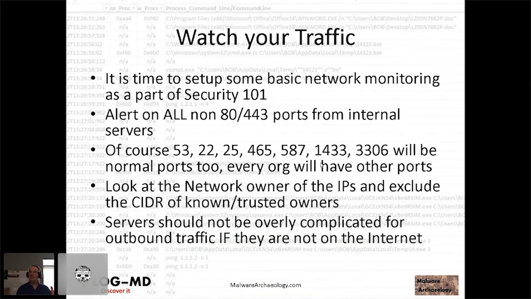So 53 DNS, 22 SSH, 25, 465, 587 mail, 1433, 3306 for database servers, of course, whatever's normal on that server in your environment. Anything outside that going to the internet, right, is what you're looking for here. If you got a bunch of 22 traffic going to the internet on an internal server, you should question what the hell, et cetera. If it's not an email server and it's using these ports, what the hell? So look at that kind of scenario, right? What's normal? Is it going to expected places?